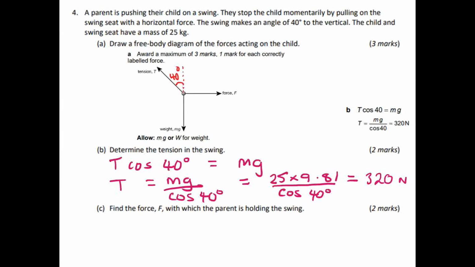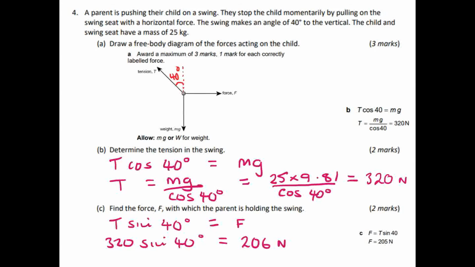And part C, find the force F with which the parent is holding the swing. We need to find the horizontal component of tension there, and that's going to be T sine 40 degrees, and we're going to make that equal to F. Once you've got that, we know the value of the tension, and we can substitute that in. Just calculate the value, and we should get 205 or 206 newtons.